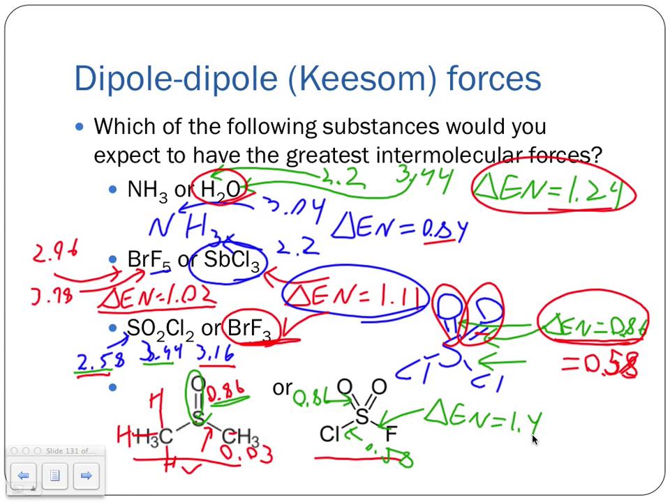Well, let's compare all the ones we have. We have a 1.4 for our sulfur-fluorine bond, a 0.58 for our sulfur-chlorine, a 0.86 for our sulfur-oxygen, and a 0.86 for the sulfur-oxygen over here. The highest one is going to be this 1.4. And so the most polar bond between these two molecules is this sulfur-fluorine bond. That means we'd expect to see greater intermolecular forces in this substance than in the one over here. So that's how you'd use dipole-dipole forces, even in complex molecules, to figure out which one is more attractive to each other and has the greater intermolecular forces.